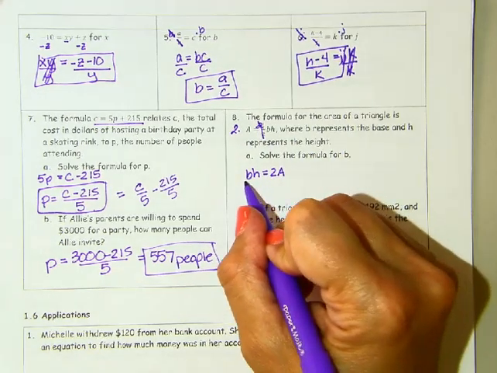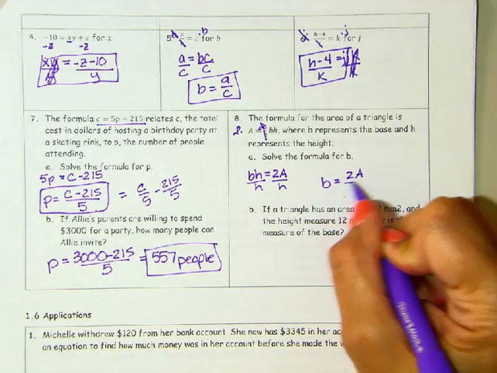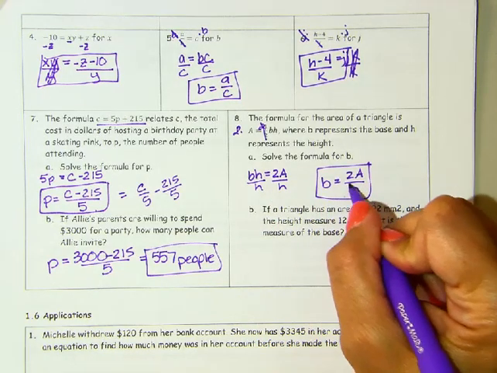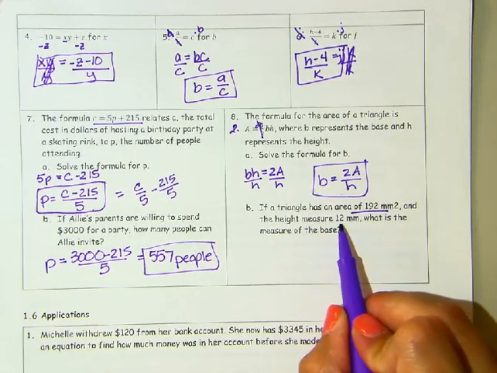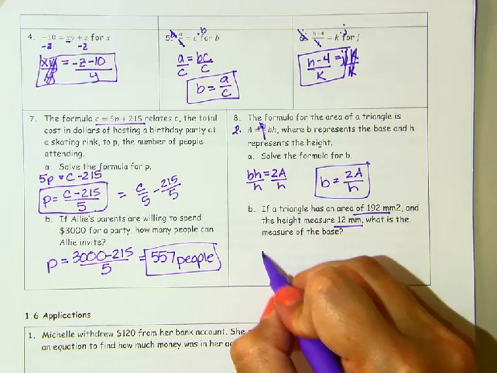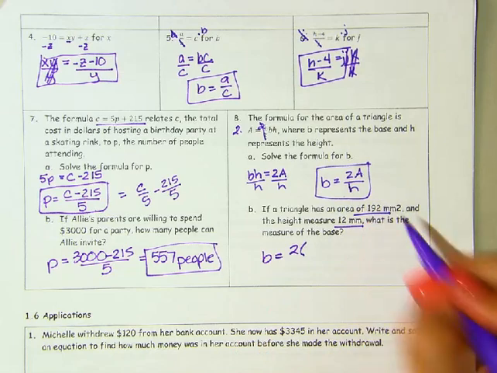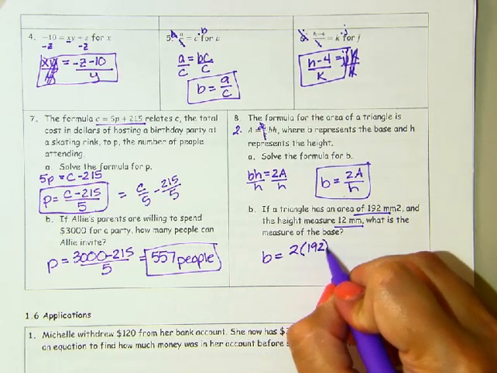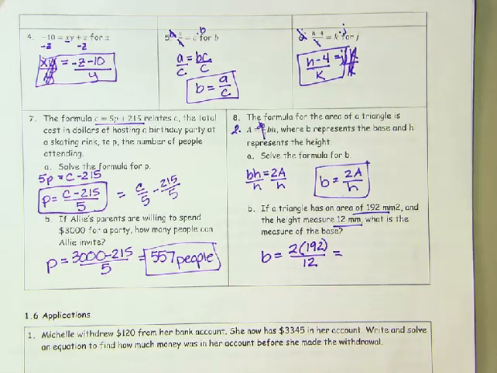Now I need B by itself, so I'm going to divide by H. So I have B equals 2A over H. That's an H. There we go. Now it tells me it has the area of 192, has the height of 12. What is the base? So B equals 2 times capital A, which is the area, 192, divided by H, which was 12. Okay, and you plug all that into the calculator.